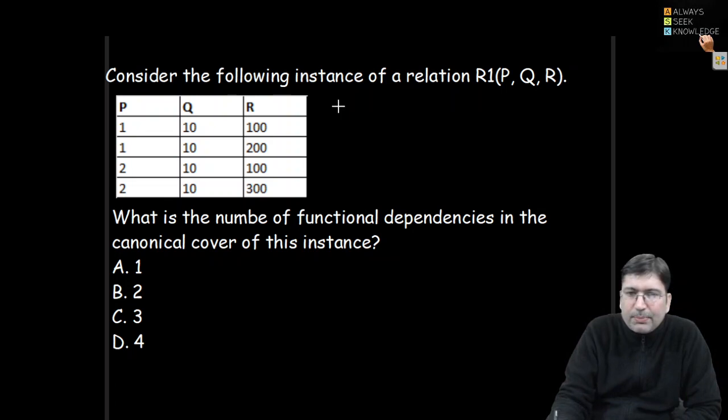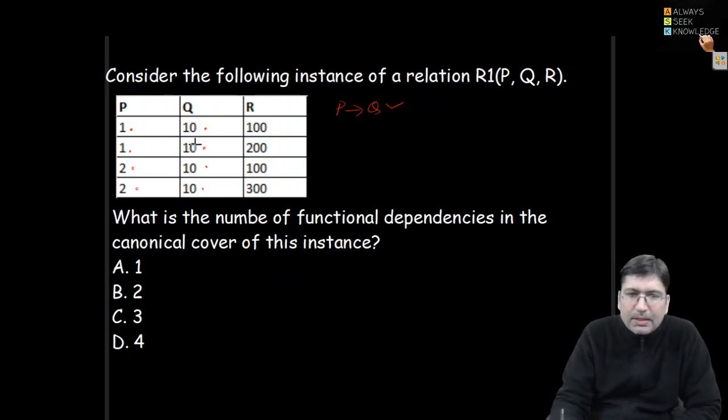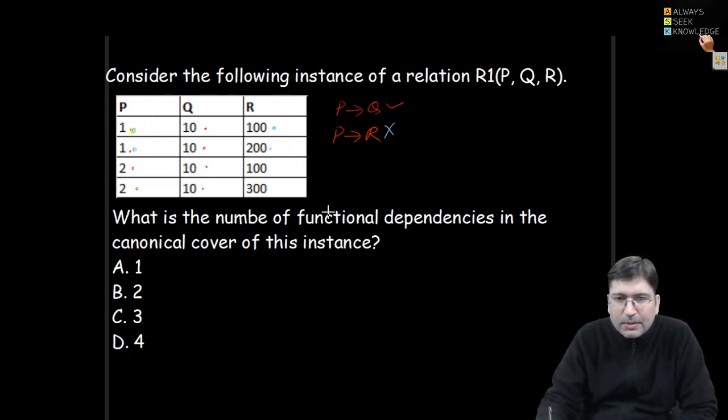If I say whether P implies Q exists here or not, let me verify. So P is having 1 association with 10, 1 association with 10, 2 associated with 10, 2 associated with 10. So that means this exists. Now if I say P implies R, let's verify whether P implies R exists or not. Here 1 is being associated with 100. Now this one is associated with 200, so there's a problem. That means it doesn't exist.